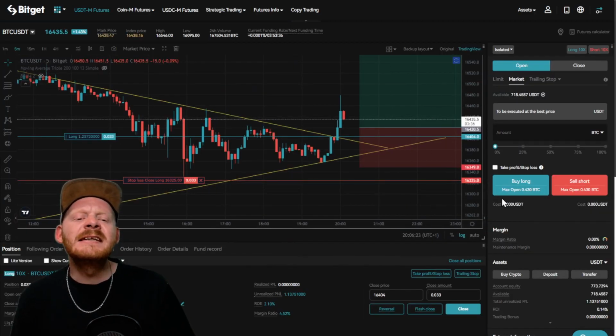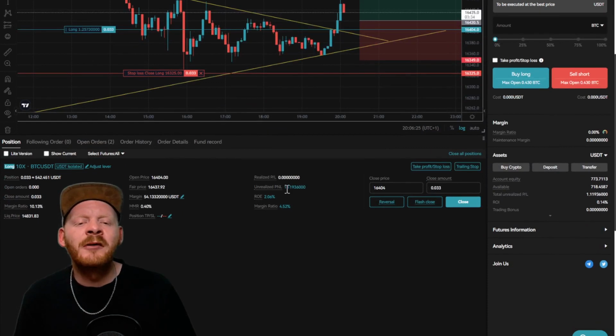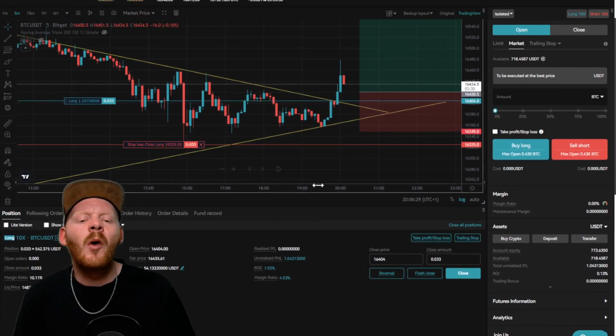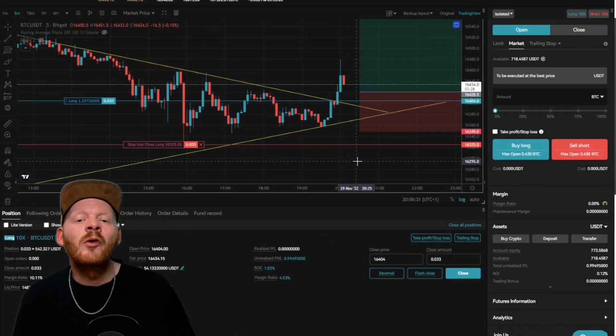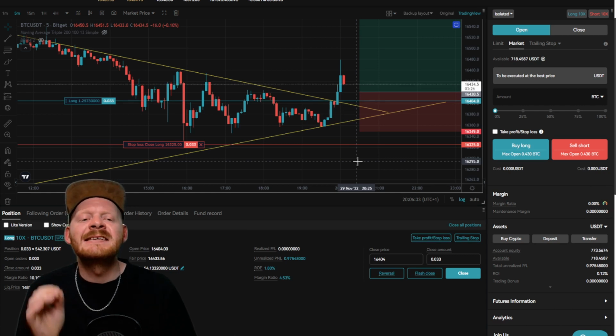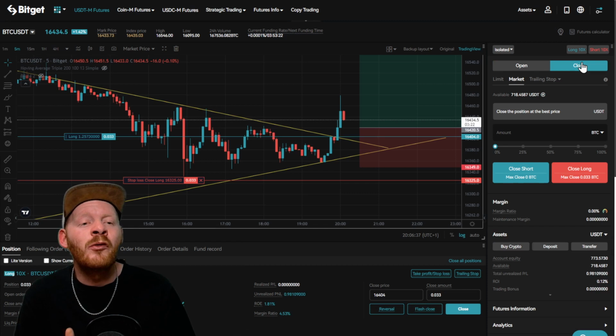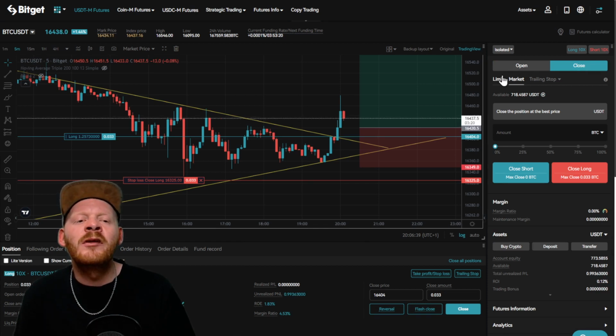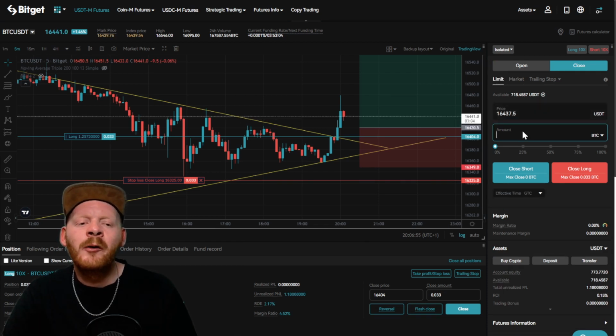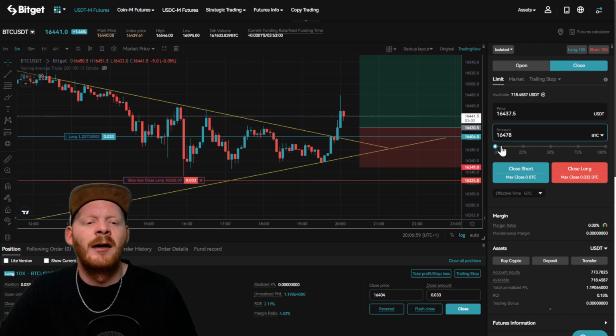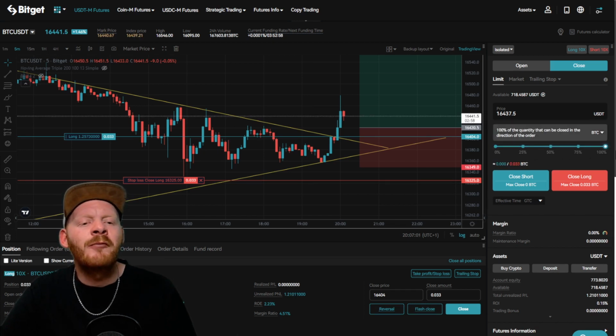But guys, as you can see, our long position is still in a profit, and we're going to close this position on a limit order. And I'm going to show you how you can close the trade at an exact specific price. And for that, we're going to go over to close because we want to close the position at limit order. Now we're going to enter 16,478. And we want to close 100% of our position.